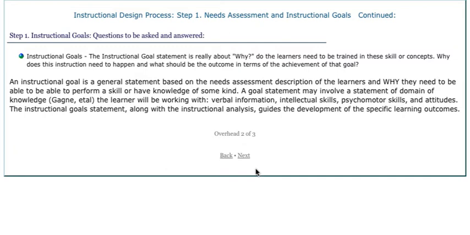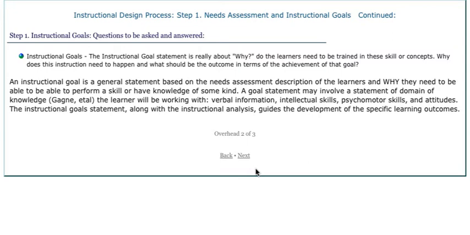Instructional goals are not the same thing as learning outcomes or what we used to call performance or learning objectives. These are a general statement, based on the needs assessment description of the learner, about why they need to be able to perform a skill or have knowledge of some kind. Your goal statement can include the domain of knowledge that the learner will be working with: verbal, intellectual, psychomotor, and attitudes. We work a lot with attitude change.